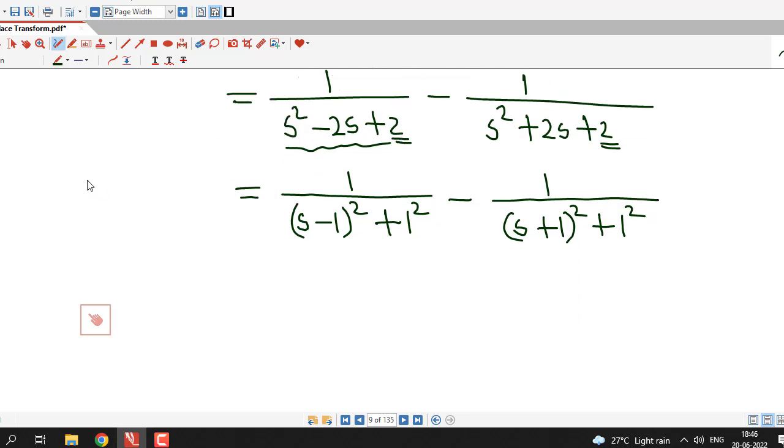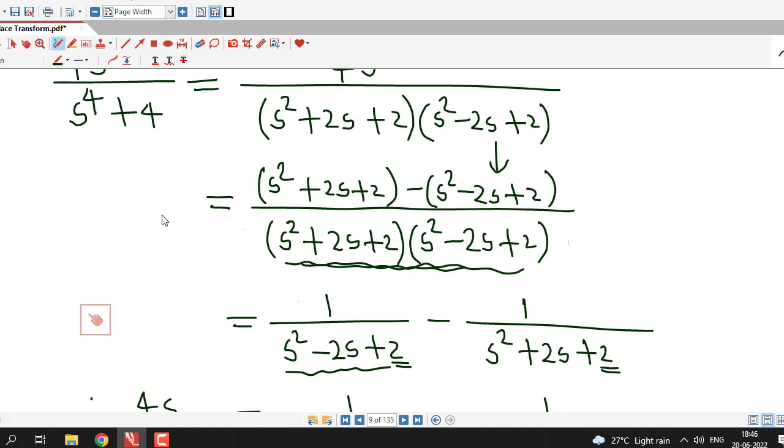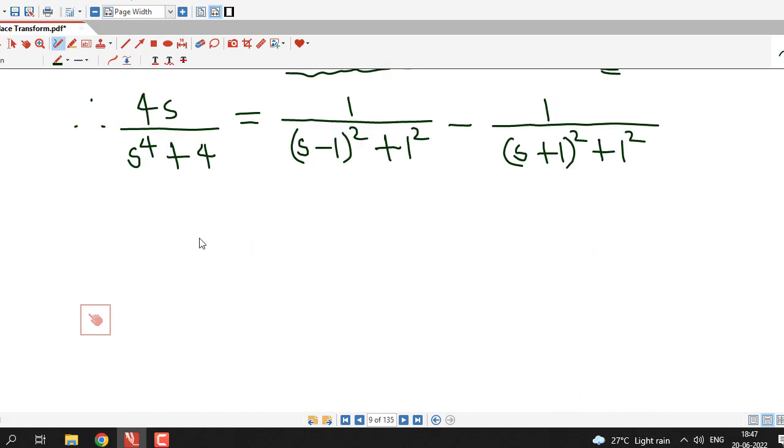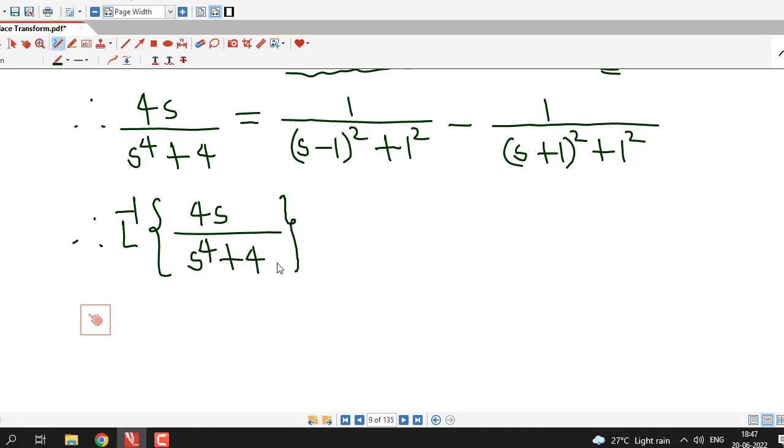So now our function is converted into those functions for which we have a formula for inverse Laplace transform. So now we take inverse Laplace transform on both sides. Therefore, inverse Laplace transform of 4s divided by s raised to 4 plus 4, this is equal to, here we can apply the reverse of the first shifting theorem.